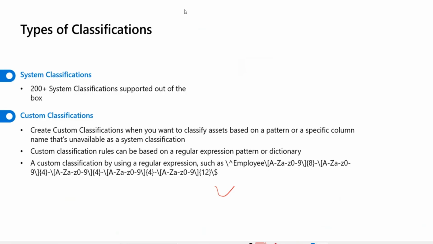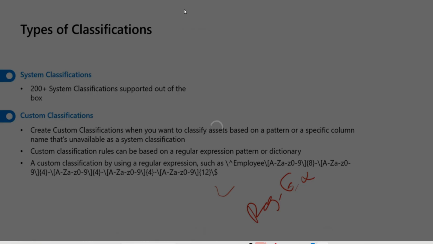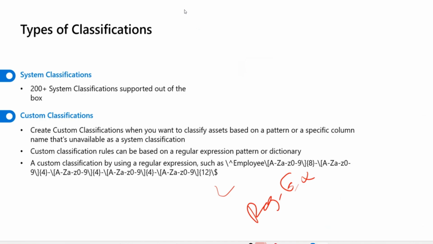Just remember, when it comes to regular expression, we call it regex. Classification types. It is for identifying things like, let's say, phone number, email address, bank account, passport number. That's for the regular expression one.